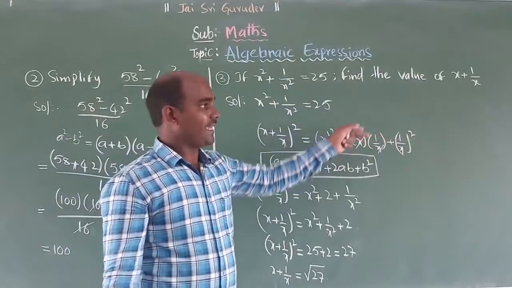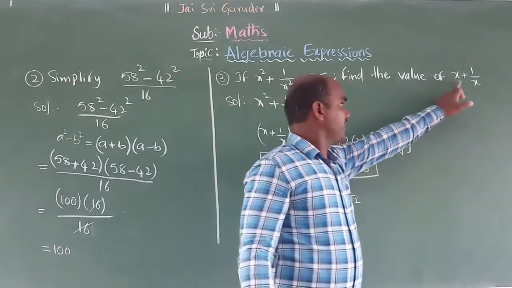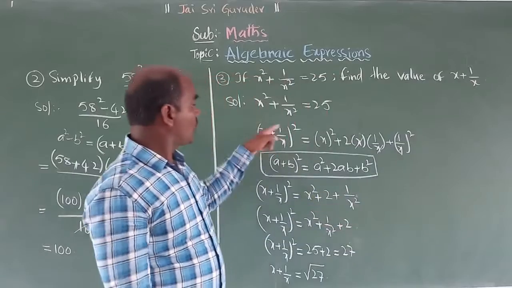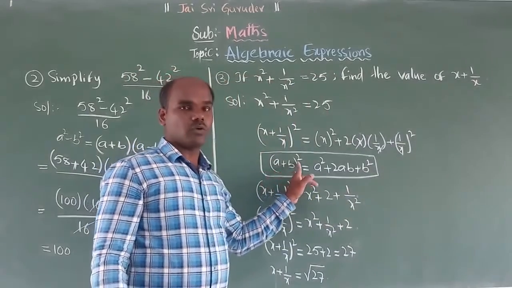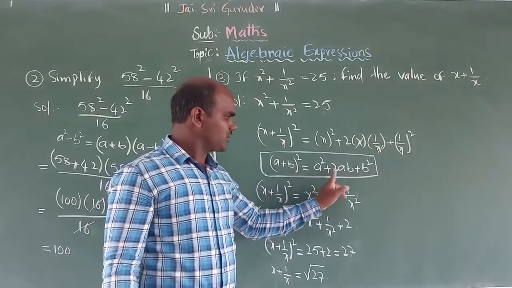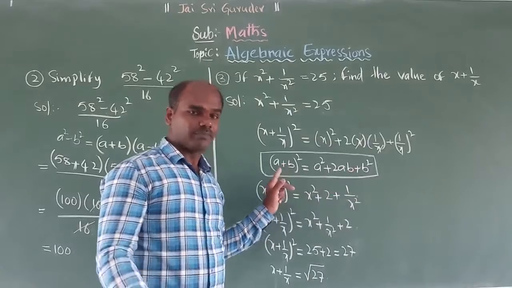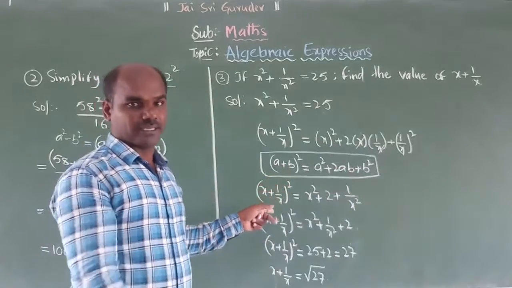If it is given as x minus 1 by x, then we have to apply (a minus b) whole square. (a minus b) whole square is a square minus 2ab plus b square, which will be given. It is also one of the problems where you have to apply that.